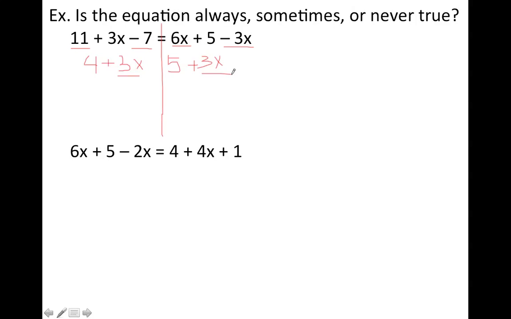So go ahead, work through the second one, and determine if it is always, sometimes, or never true. After you combine like terms, you should get 4x plus 5 equal to 4x plus 5, which is always going to be true, because it's the same expression on both sides.